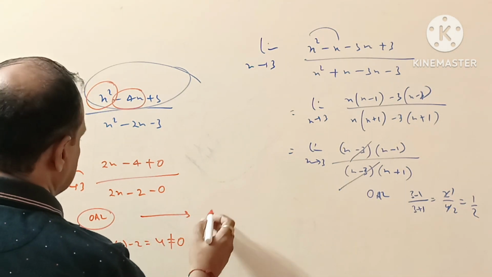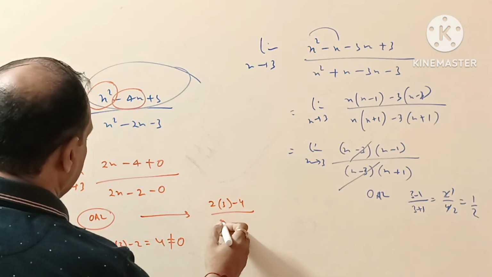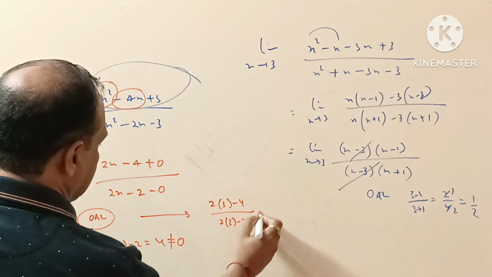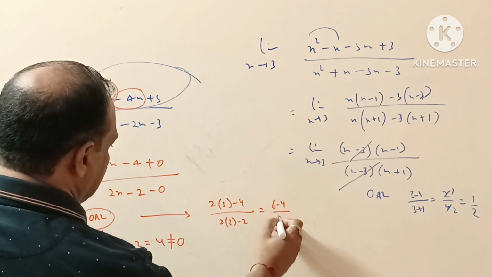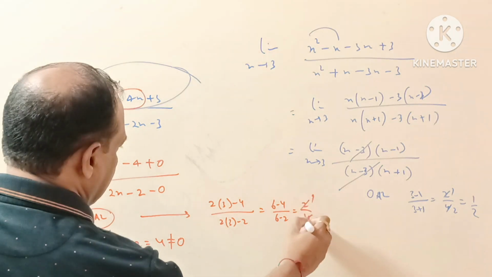On applying the limits, I will be having twice 3 minus 4 over twice 3 minus 2. Here in the numerator it is 6 minus 4, and 6 minus 2, here this is 2 and this is 4, 1 over 2.